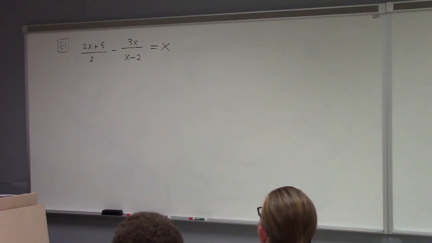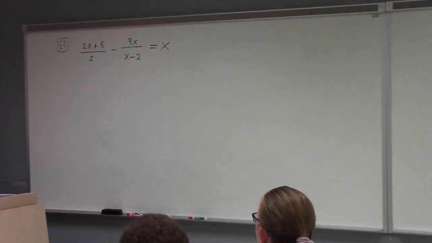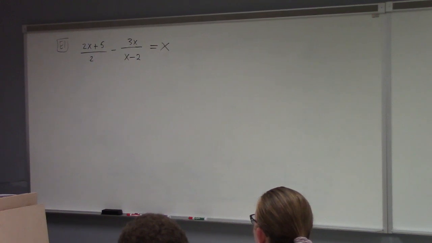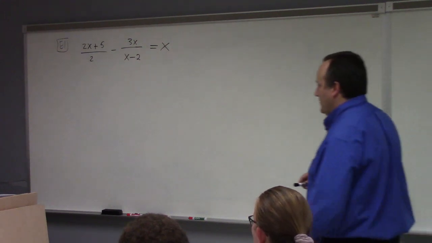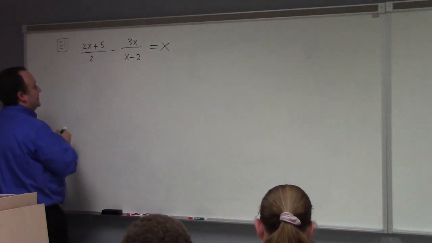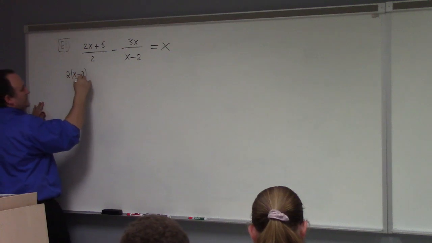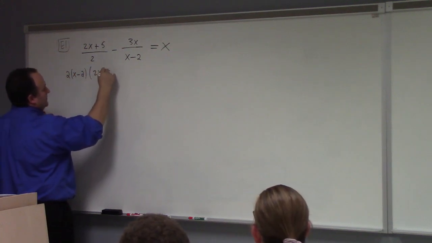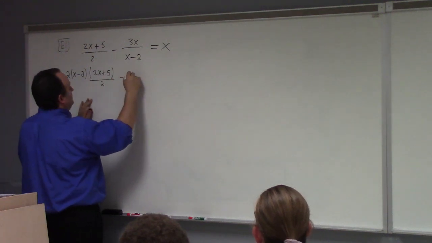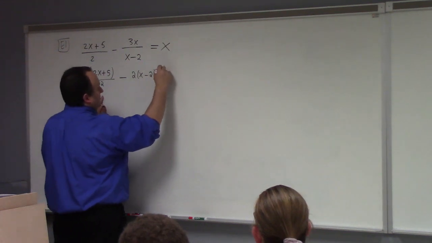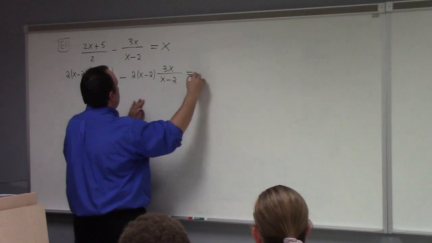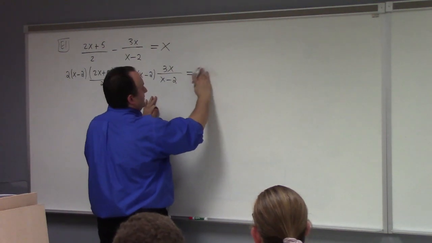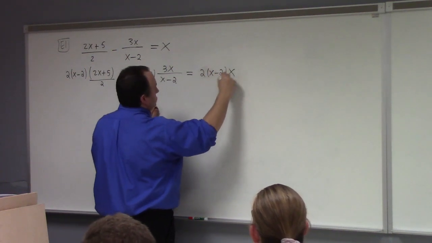What's our general rule of thumb with fractions? Do we like working with fractions? We want to get rid of them. How can you get rid of the fractions? Add? Multiply? I guess it's got to be one of those things. Maybe subtract. No, no. We should multiply. So I would say multiply by the least common multiple, and so here I'm going to multiply by 2 times (x minus 2) just to make things nicer. So I've got (2x plus 5) over 2 minus 2 times (x minus 2) times 3x over (x minus 2) is equal to x times, I've lost my 2, haven't I? So 2 times (x minus 2). I'm just multiplying the whole thing by 2 times (x minus 2).